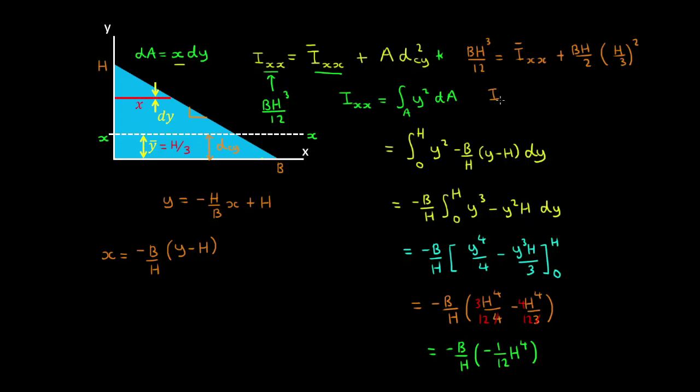And therefore we have Ixx bar is equal to bh cubed on 12 minus bh cubed on 2 multiplied by 9. And 1 on 12 is 3 on 36. And 1 on 18 is 2 on 36. And therefore Ixx bar is bh cubed on 36.